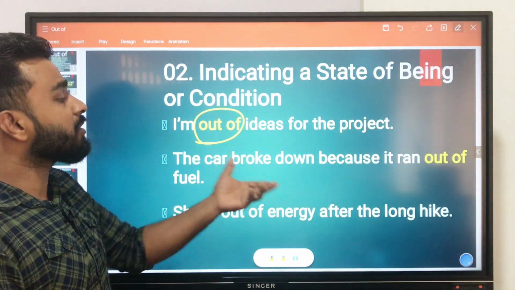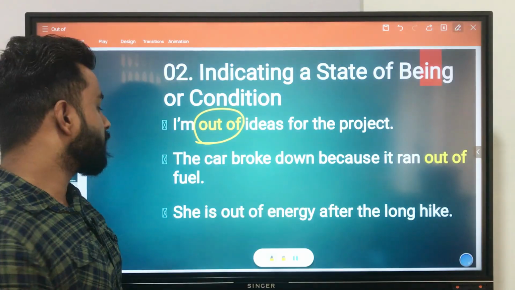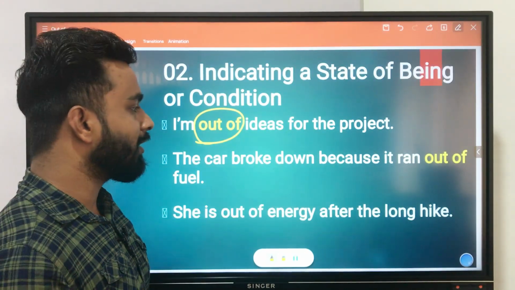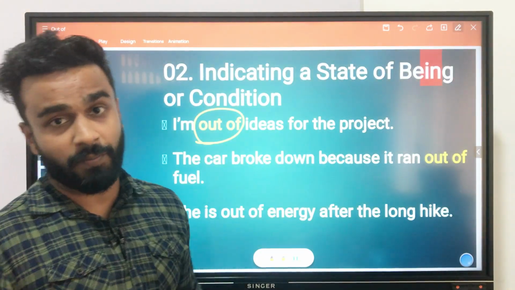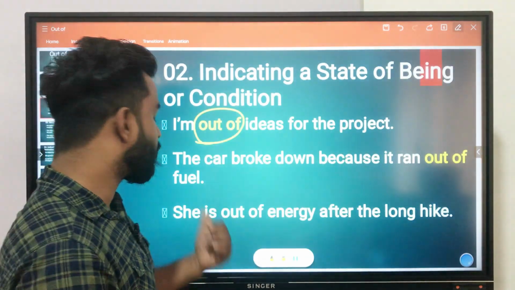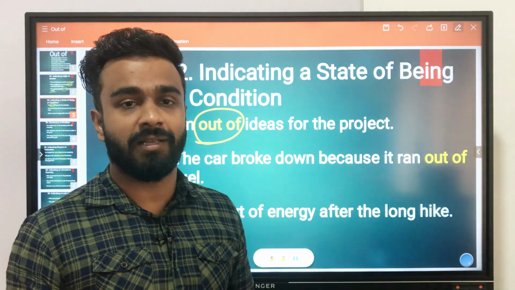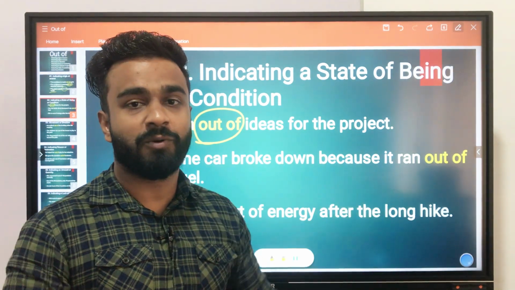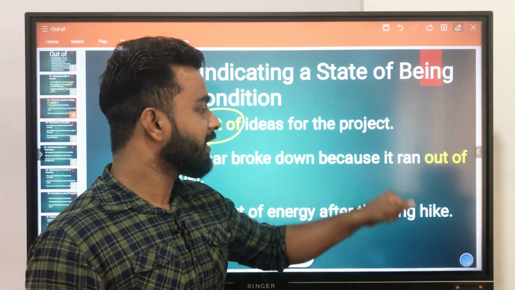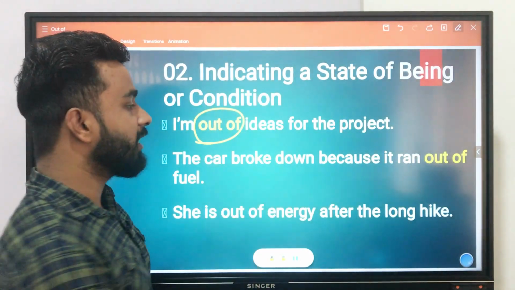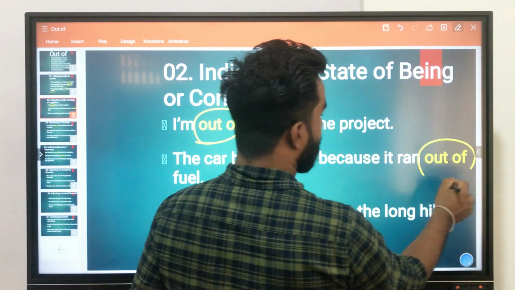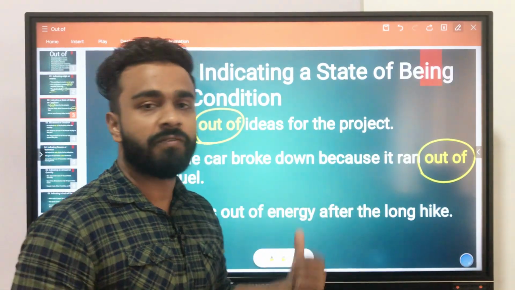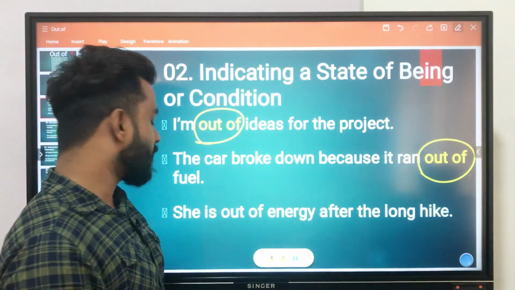Next one: The car broke down because it ran out of fuel. So someone is driving his car on a long journey. He has to stop because he ran out of fuel. So no fuel in the car. He cannot go anymore because he is out of fuel. It doesn't have petrol or diesel. Then we say out of fuel.